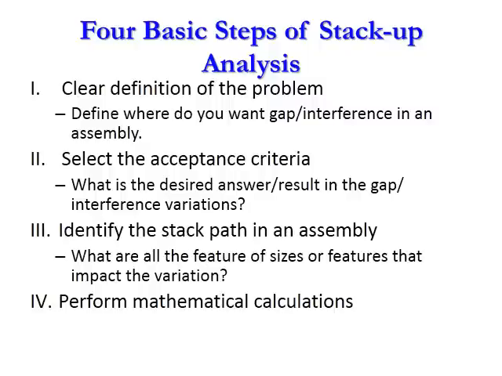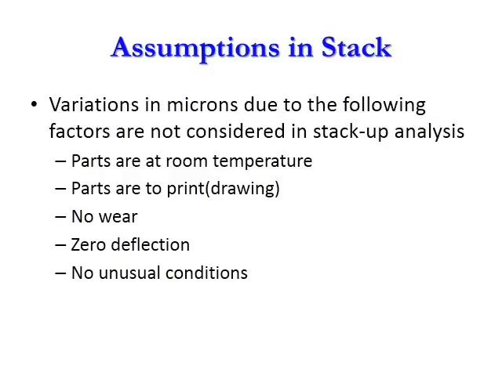First, clear definition of the problem. Define where you want gap or interference in an assembly. Second, select acceptance criteria. What is the desired answer or result in the gap or interference variations? Third, identify the stack path in an assembly. What are all the sizes or features that impact the variation? Fourth, perform mathematical calculations.